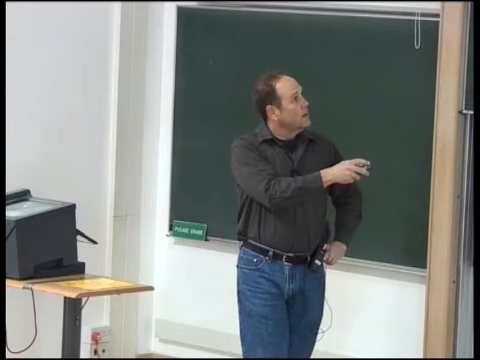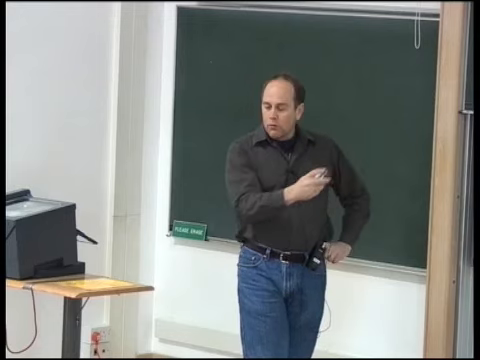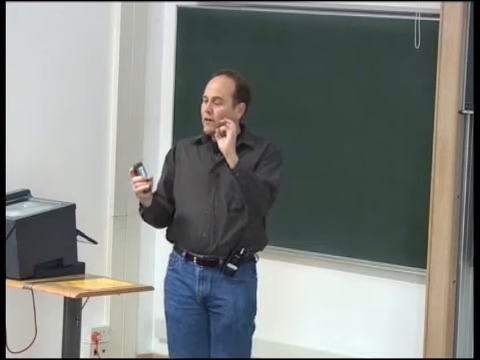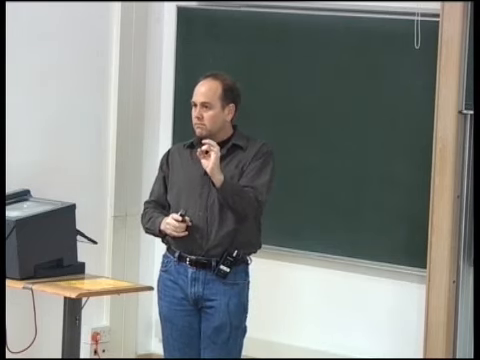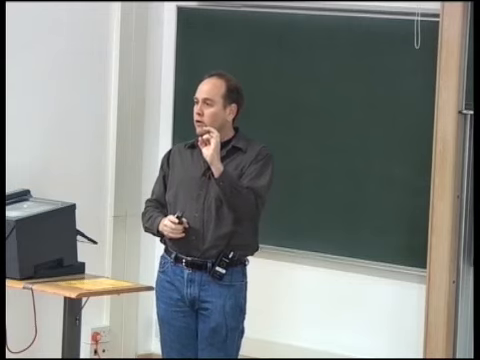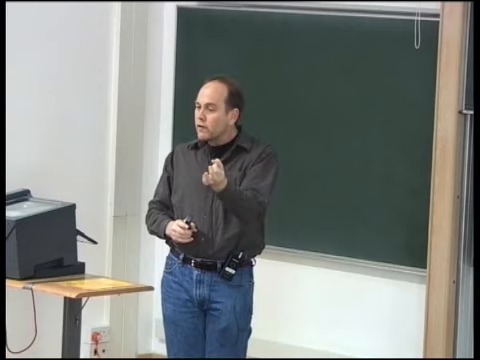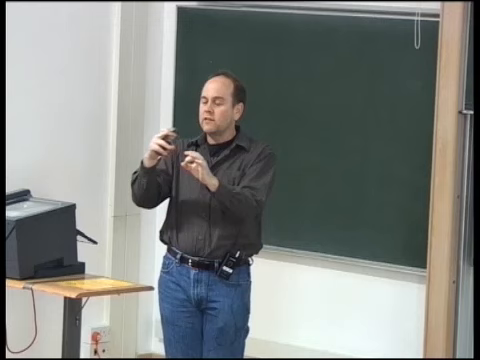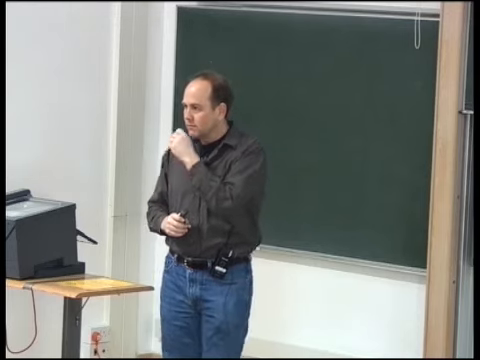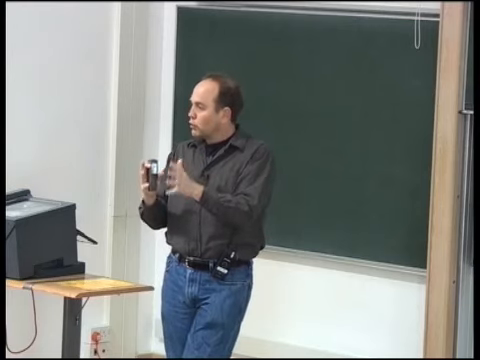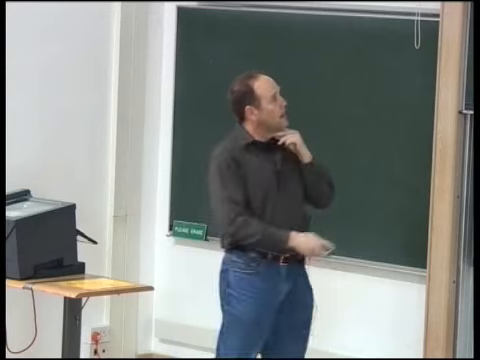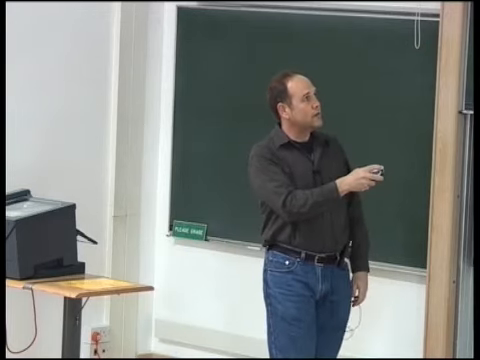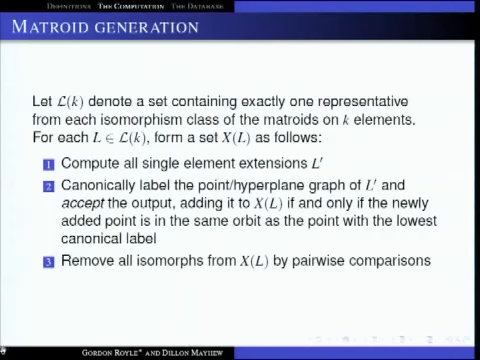Anyway, we canonically label the point hyperplane graph of L primed, which is this newly created extension. And then we look at the new point that we've just added. We say, is that the lowest canonically labeled point, or is it in the same orbit as the lowest canonically labeled point? Orbit means under the isomorphism? Under the automorphism group of the matroid, yeah. If it is, then we accept the output, adding it to X of L. If it's not, we just throw the output away and ignore it. The reason is that the same thing will be found as a single element extension of some other k element matroid.